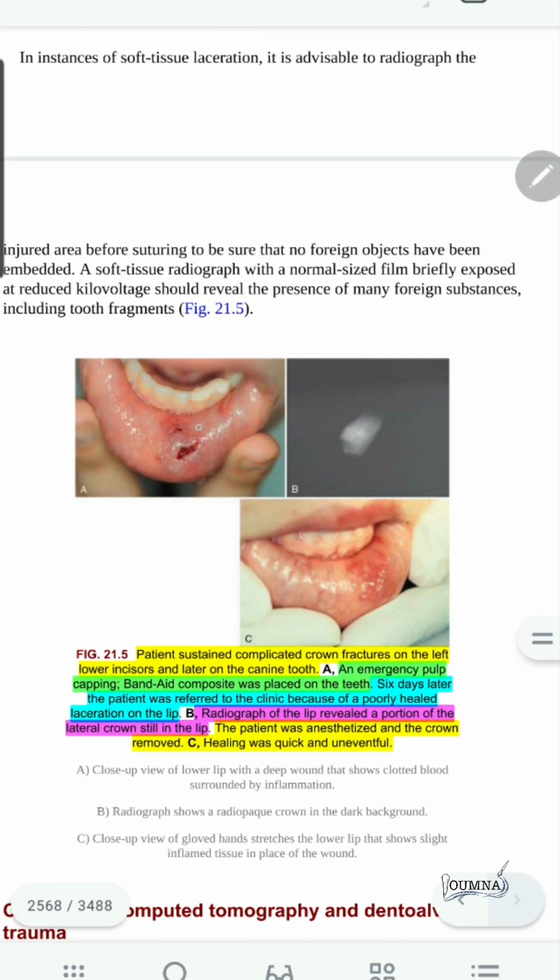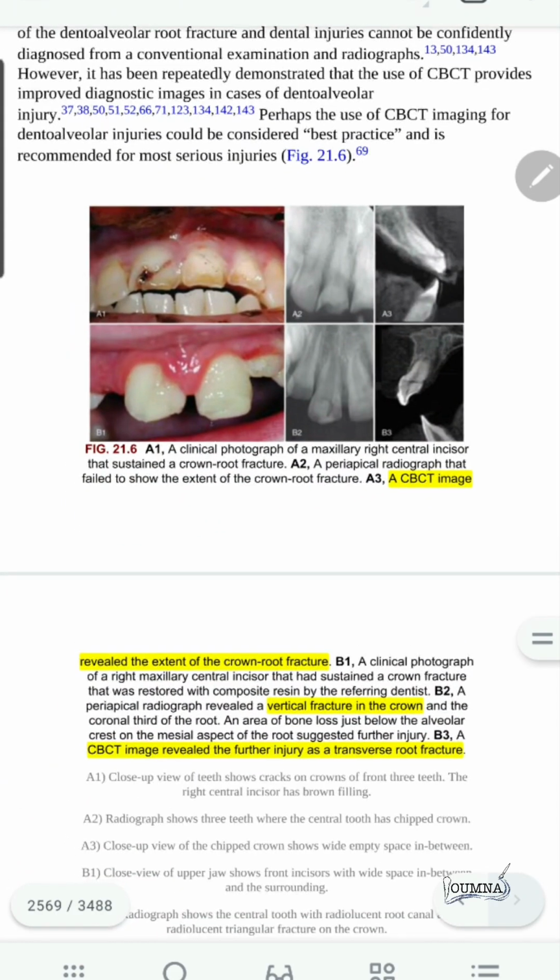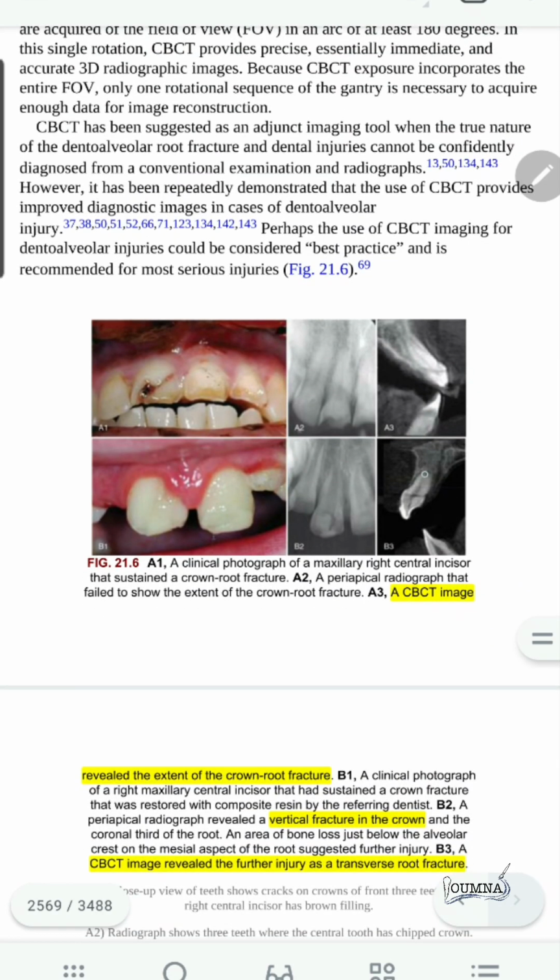Here, for example, there was a fracture in the mandibular tooth, and it was associated with this injury in the lip. After 2 weeks, the injury did not heal. So we did a radiograph and we saw that part of the broken tooth was inserted into the lip. So it was removed, and we can see the healing has happened afterwards. So this is the importance of the radiograph. We can see here that the 2D radiograph did not show us the extent of the fracture, but the CBCT did show us the extent of it.